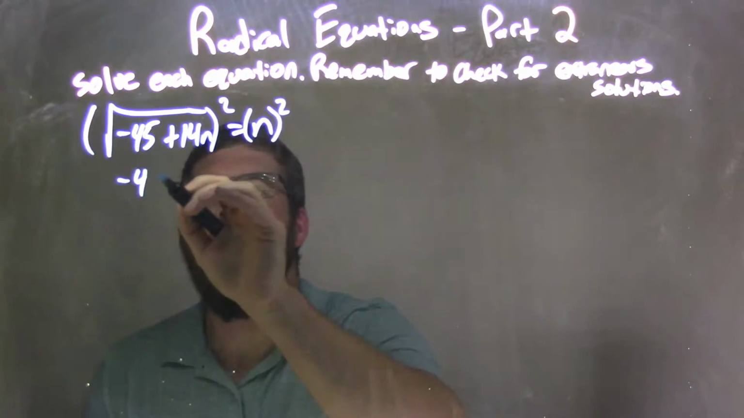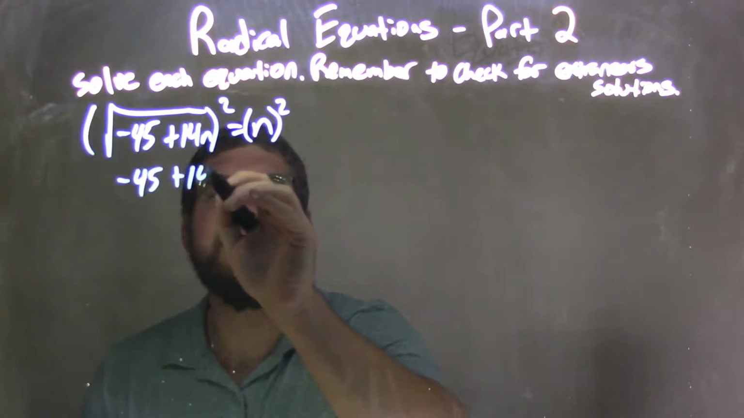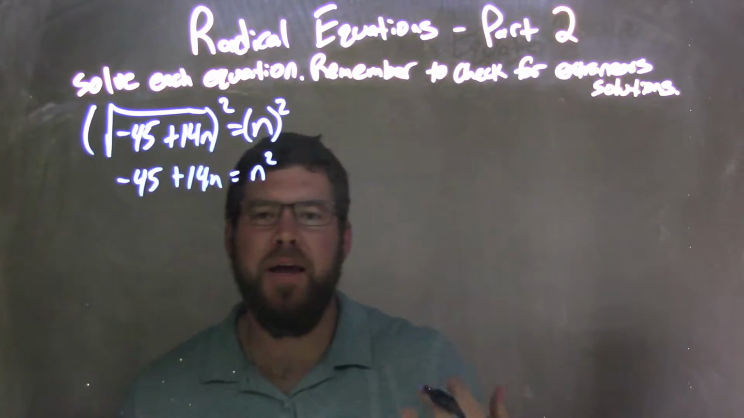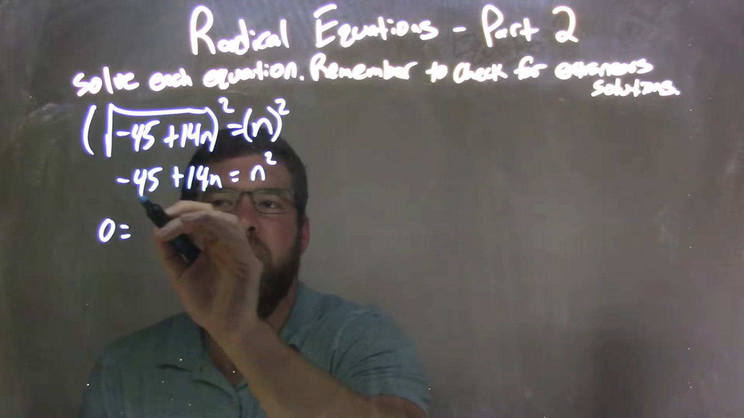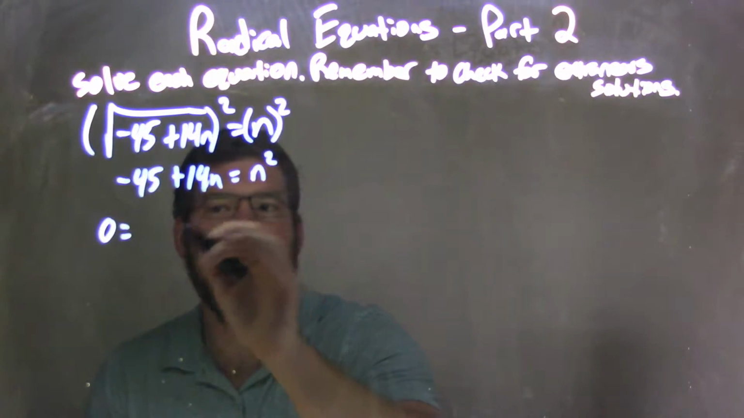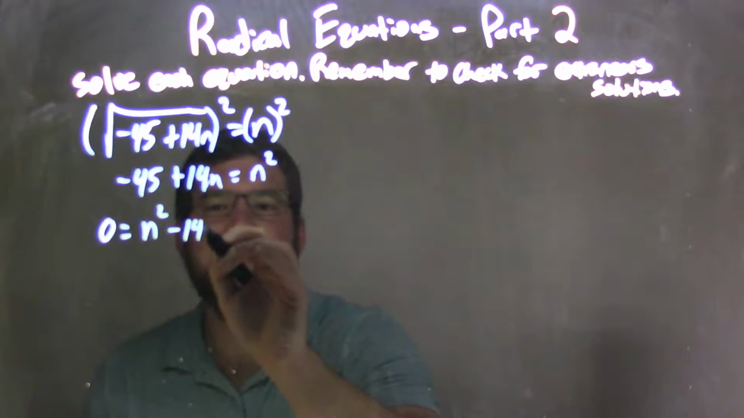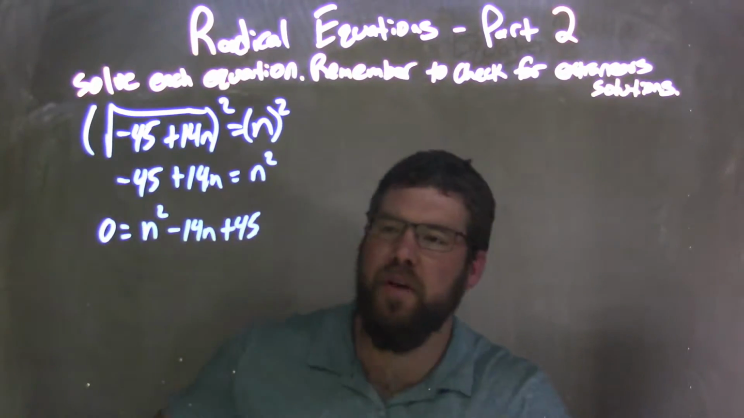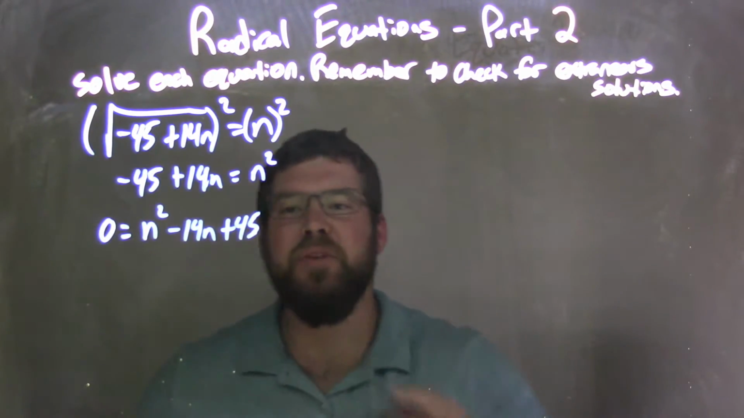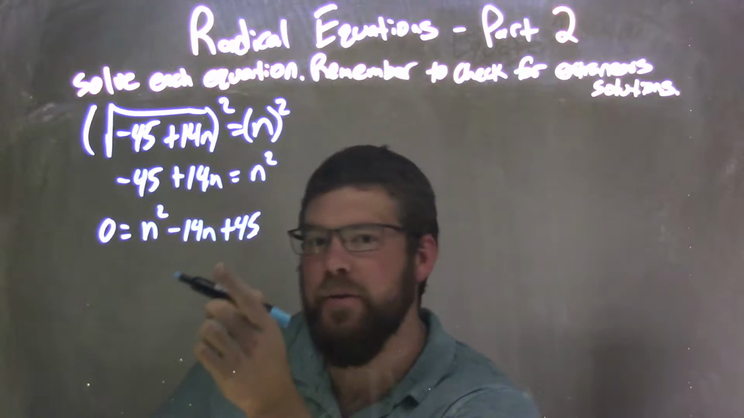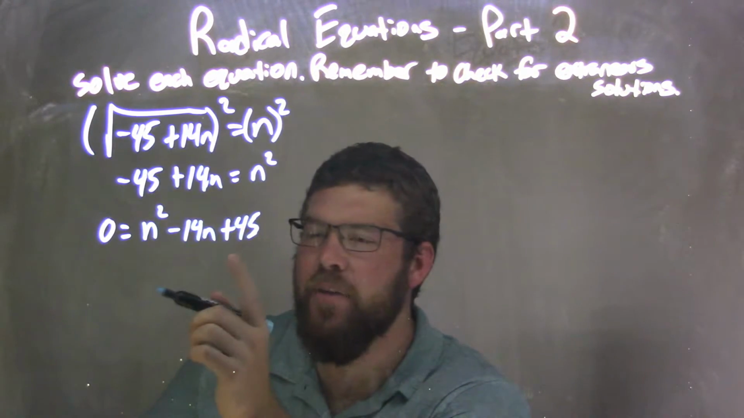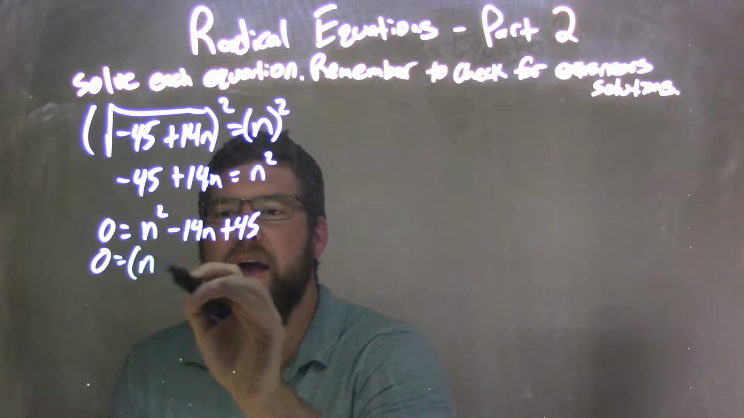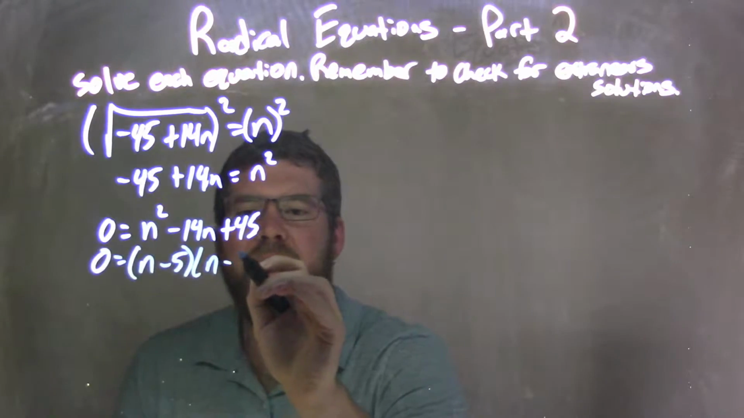The answer would be negative 45 plus 14n equals n squared. Let's bring everything over to the right-hand side, set it equal to 0. 0 equals, I'm going to add a 45 and subtract a 14n to both sides. So we have n squared minus 14n plus 45. Okay? Then we think to ourselves, what two numbers multiply to be 45 but add to be negative 14? That's 9 and 5, but both being negative. So we have 0 equals n minus 5 and n minus 9.